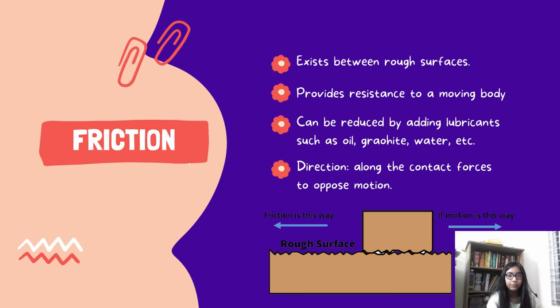Friction always works along the contact surfaces to oppose motion or the tendency of motion, and it can be reduced by adding lubricants such as oil, water, graphite, etc.